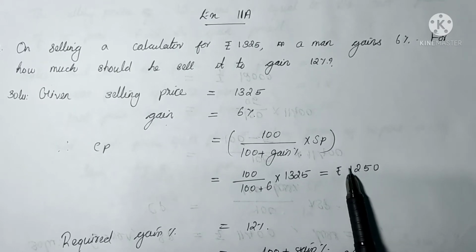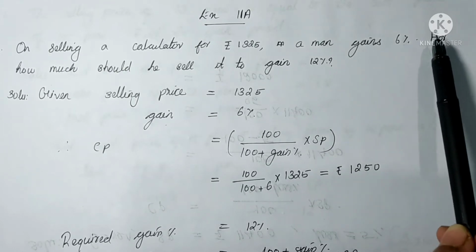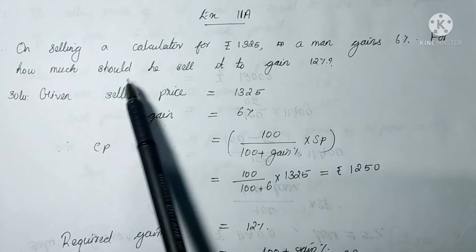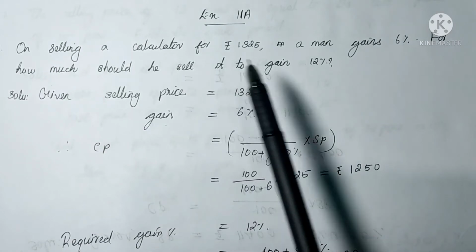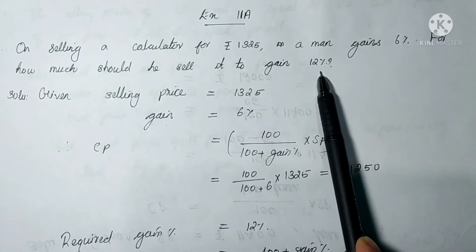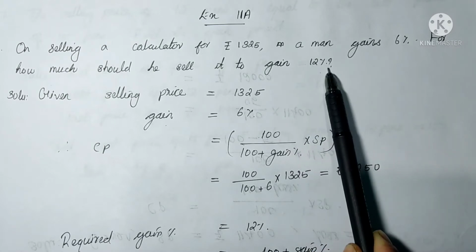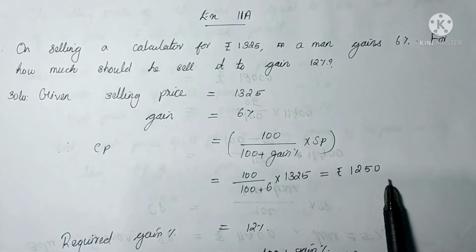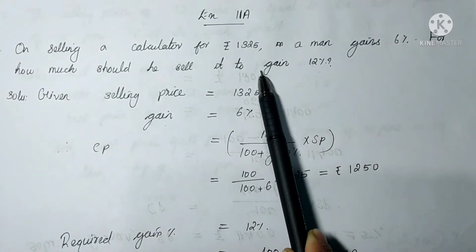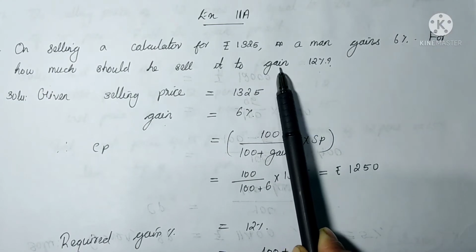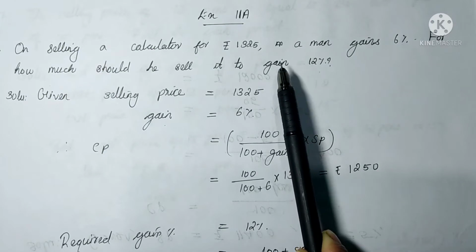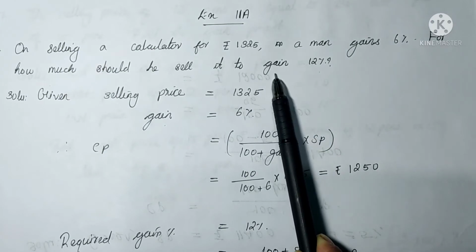Okay, now we got the CP. Now see the second statement of this question. For how much should he sell it to gain 12%? He needs a gain of 12%. We know what the CP is. Now, at which price should he sell that calculator for getting this gain? So we need to find the selling price.